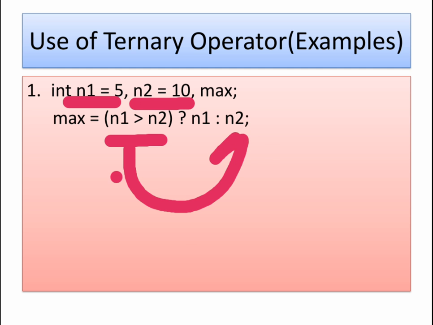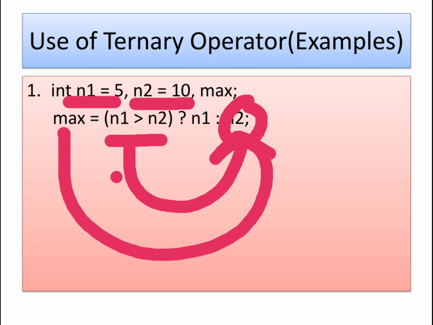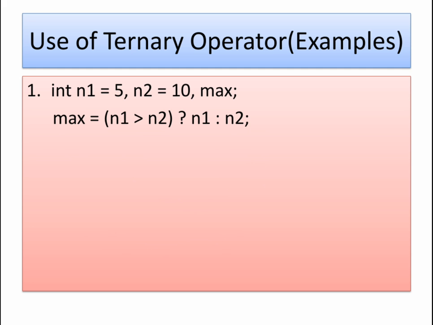It means it goes to n2. So what will happen? What is the value in n2? n2 has 10. The 10 goes to the max part. So in the max part, the 10 will be stored. Is it okay? This is done through the ternary operator, where we are using three operands, the 1st, 2nd and 3rd. As a definition, where we use three operands, we are using the ternary operator.